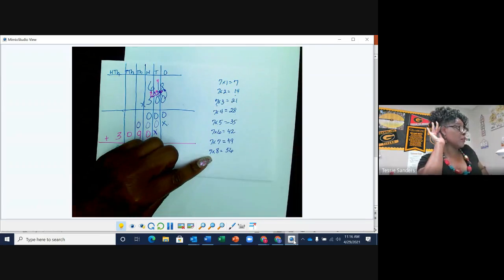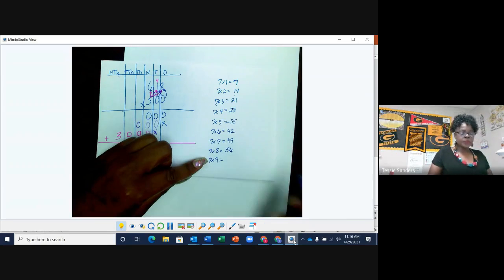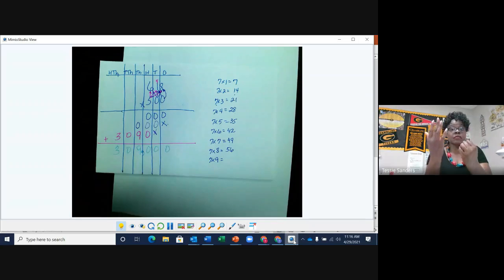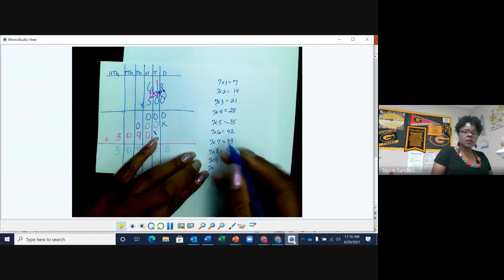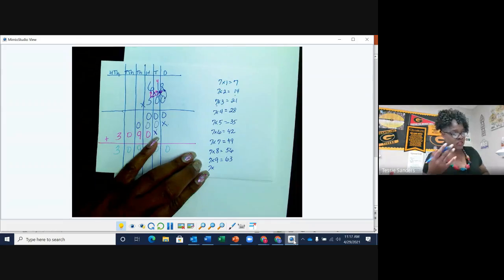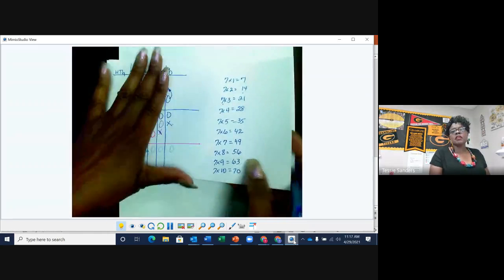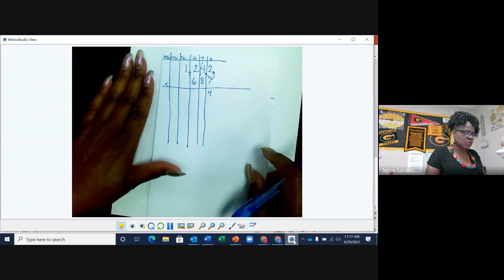7 times 8 is 56. 7 times 9, 63. They added 7 to 56. 57, 58, 59, 60, 61, 62, 63. And we know that any number times 10, you just add what? So 7 times 10 is 70. All right, so we've done the complete 7 times tables. We'll need them. It's called making a note. Let them make that note.